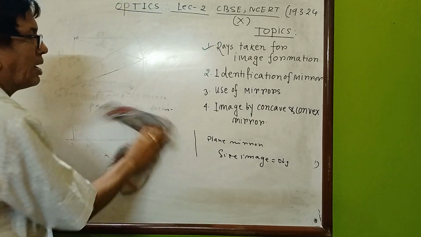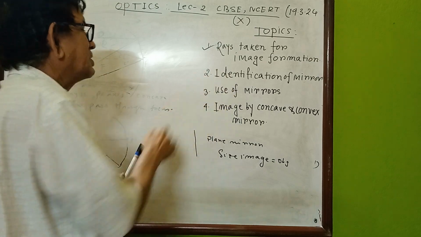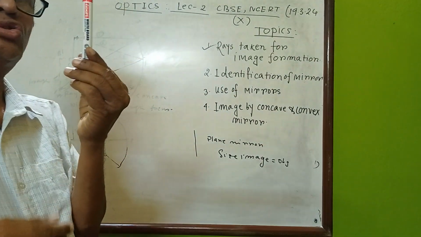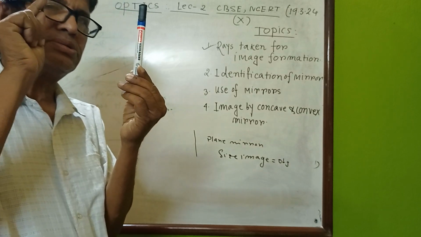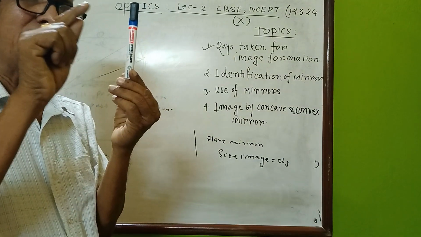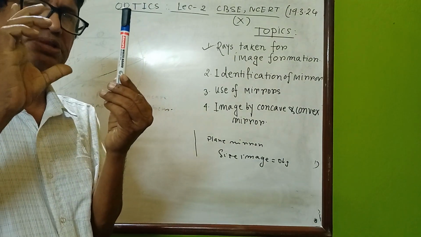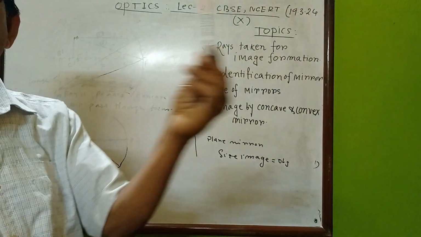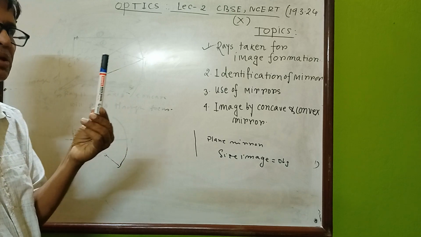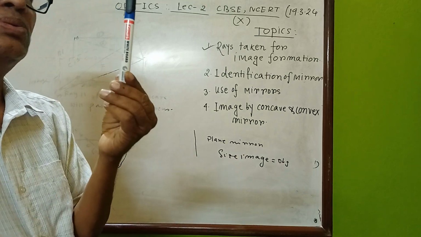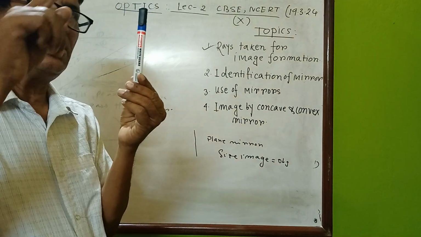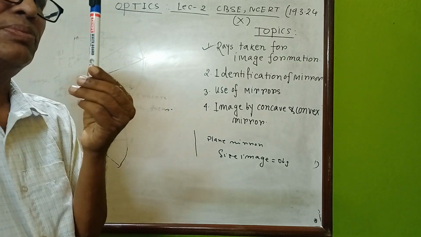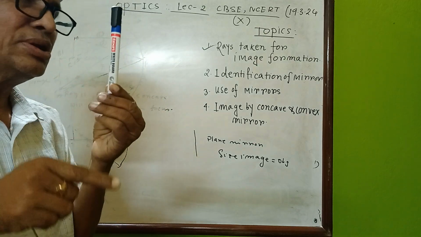Again, I am telling you how you can identify the mirror. Case 3. First, you hold the mirror very close to your face. If the image of your face and the object is the same, that is a plane mirror, whatever the position of the object may be. Second case, if it is a concave mirror, then you will see a very magnified erect image when the mirror is held adjacent to your face.